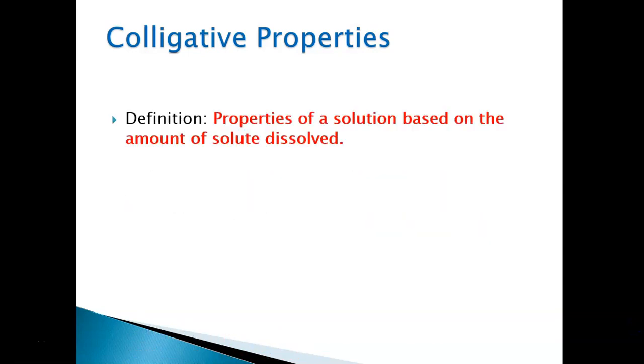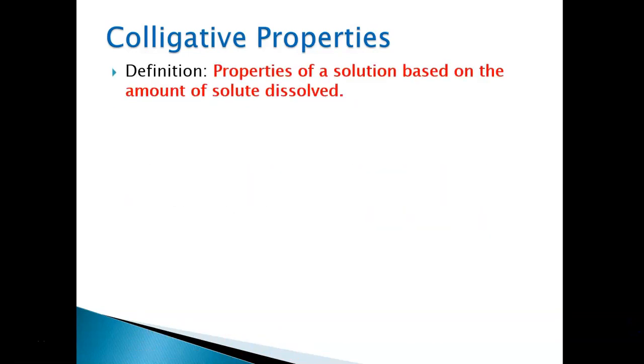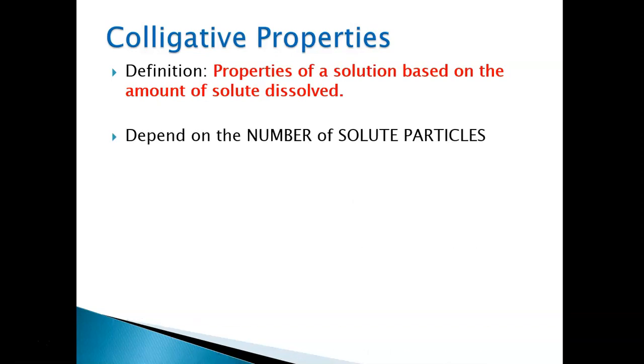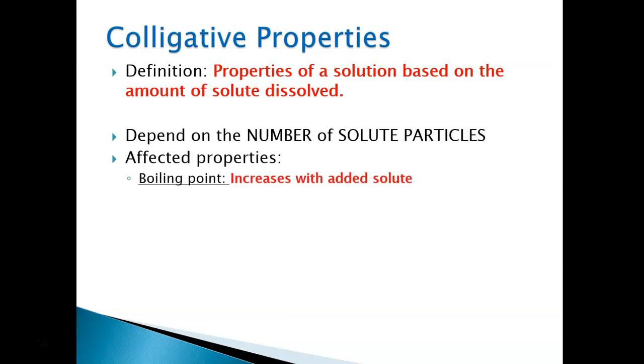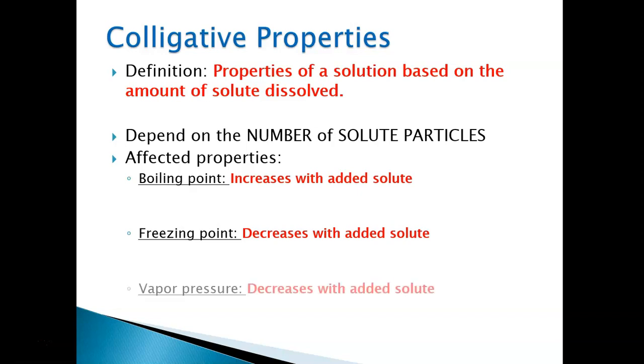Okay, so colligative properties are properties of a solution that are changed based on the amount of solute dissolved. So they depend solely on the number of solute particles. It doesn't particularly matter what those solute particles are, it's just the number of them in the solution. Affected properties include boiling point, which increases with added solute, freezing point, which decreases with added solute. So adding solute kind of increases the liquid range on both ends. And vapor pressure, which also decreases with added solute.